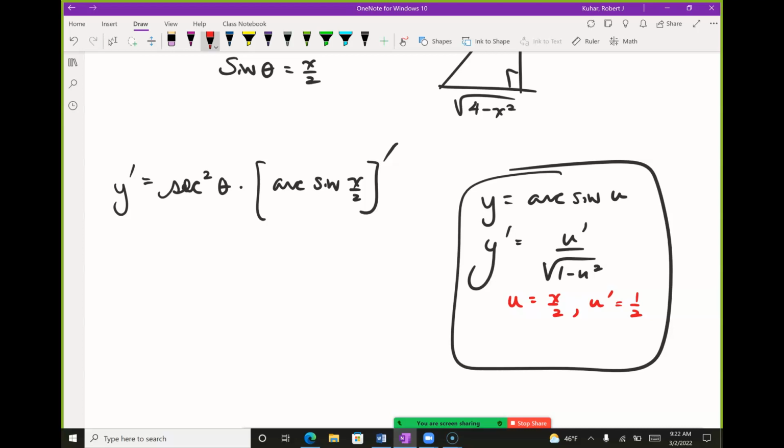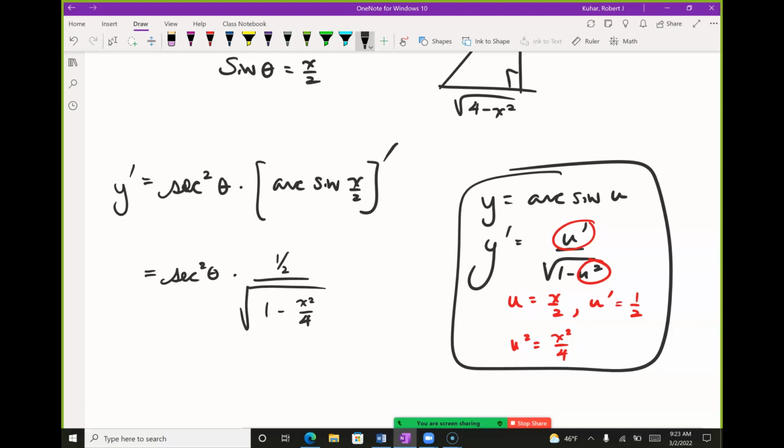Right, 1/2. x over 2 is 1/2 times x, so the slope is 1/2. And what's u squared? It's x squared over 4. I need a u prime, I need a u squared. All right, let's see what I have. I have secant squared of theta times 1/2 over the square root of 1 minus x squared over 4.